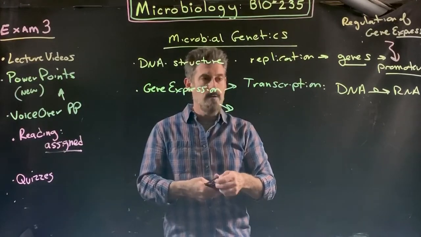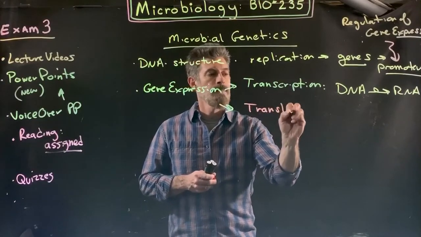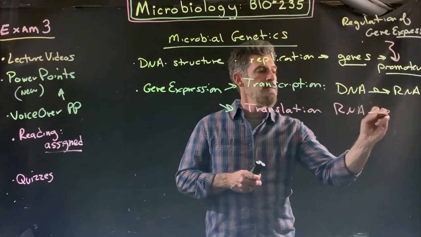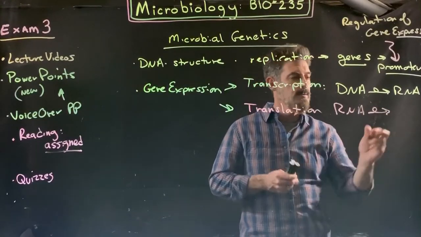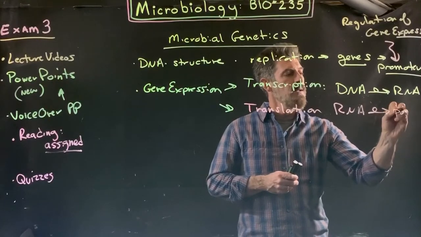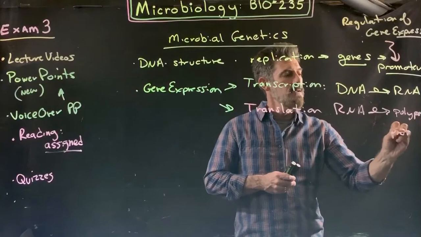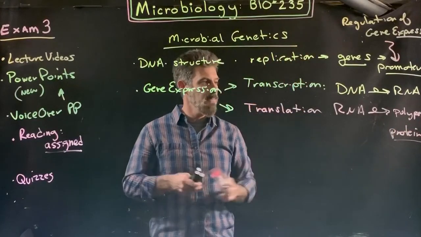And then we're going to go into translation, which is where the RNA is used, and there are many types of RNA. You need to know the messenger, the ribosomal, and the transfer RNA, how they're structured, and so forth, into a polypeptide or protein, and how that protein eventually gets to its active form and does what it does.